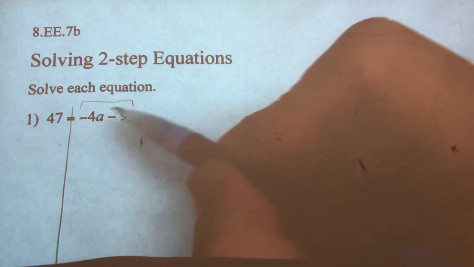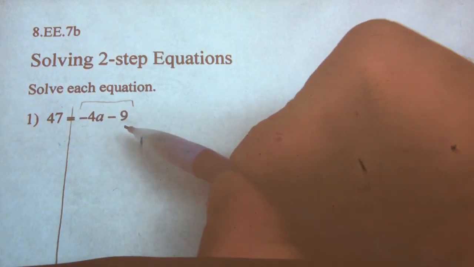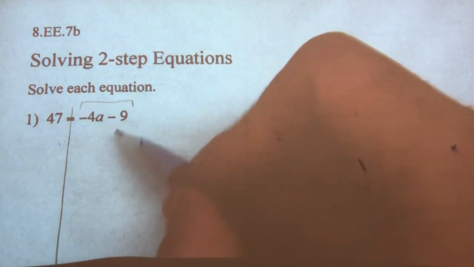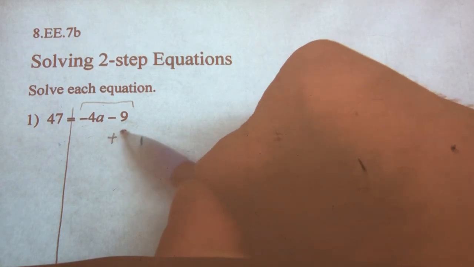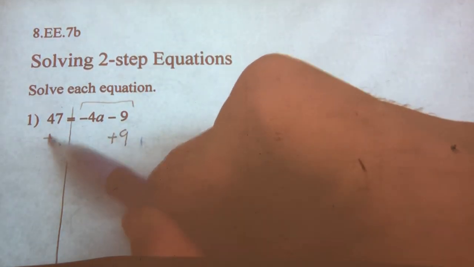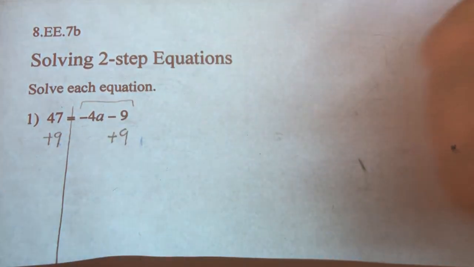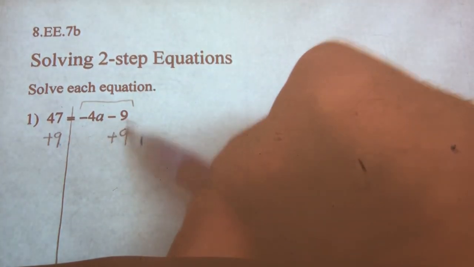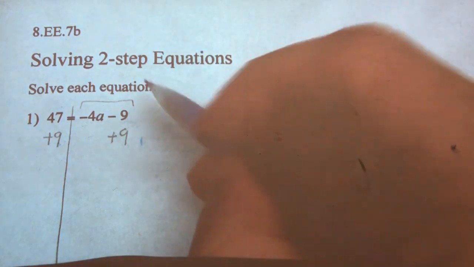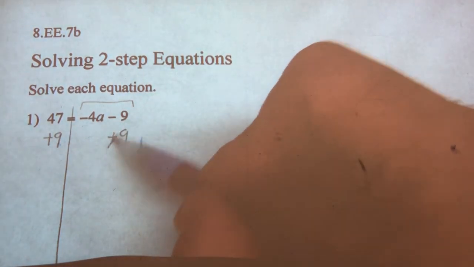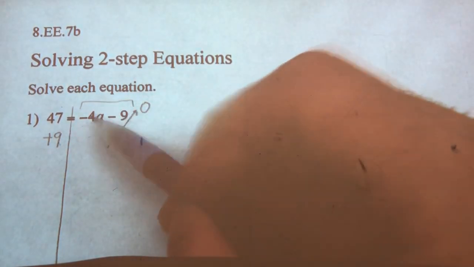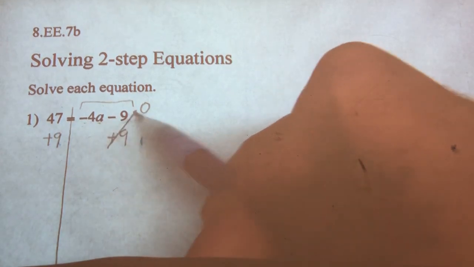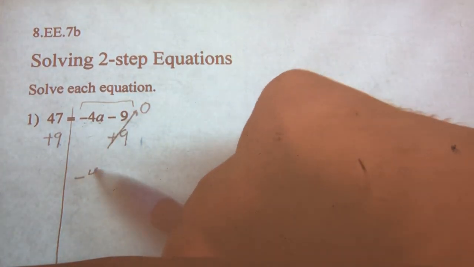We'll use the additive inverse of -9 to get rid of this -9. So we'll add 9, and we'll do it to both sides. So here this says -4a minus 9 plus 9. Now we can add -9 and +9, which adds up to 0. So now we have -4a plus 0, which is just -4a.